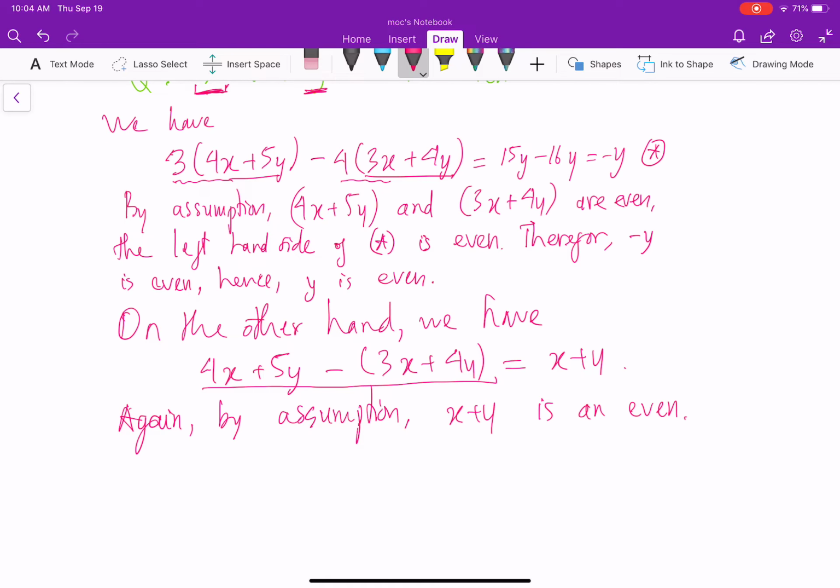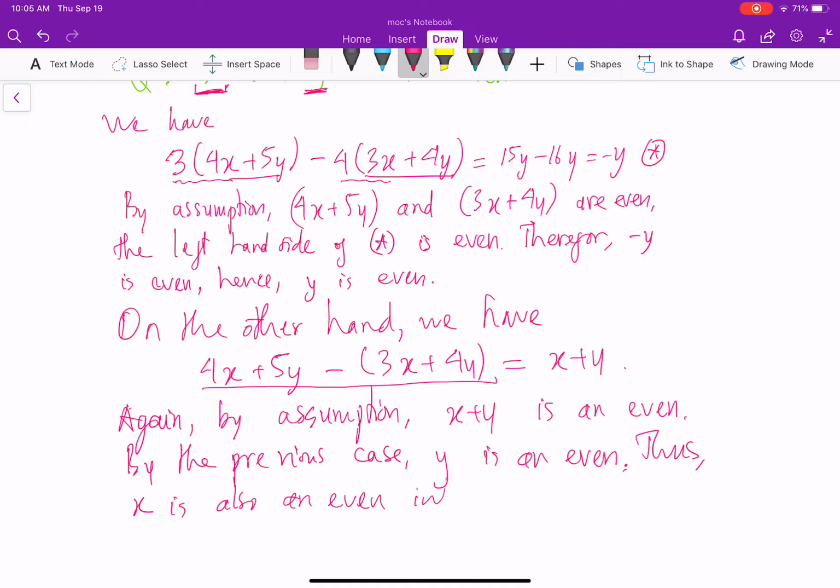And then by the previous case, x is an even, right? Because we already proved above that y is an even. Sorry, it's y an even. So I can write y an even. Thus, x is also an even integer. So we close our proof here.